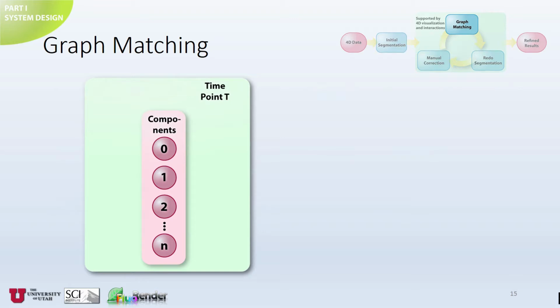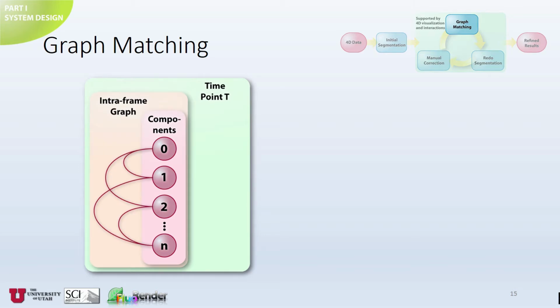Here is an illustration of the data structures for graph matching. For a given time point t, all segmented components, or cells, are organized by a graph. We call this graph the intraframe graph. Its edges describe the neighborhood information of the segmented cells. Since one cell may be over-segmented, having this neighborhood information is useful because, for example, the two parts of an over-segmented cell can be easily found and combined in the matching process.